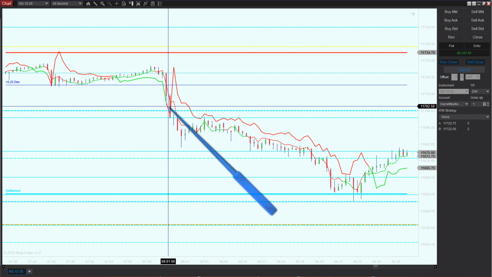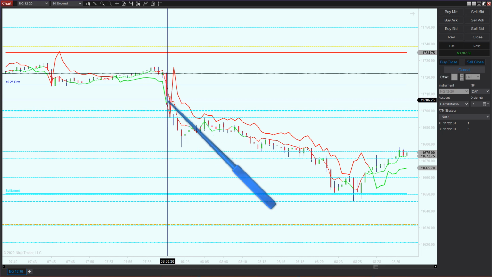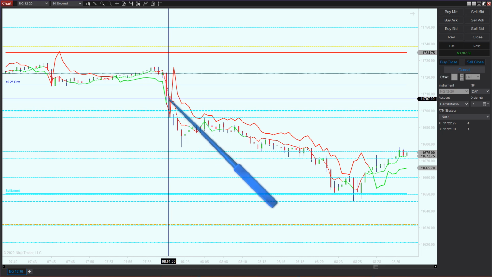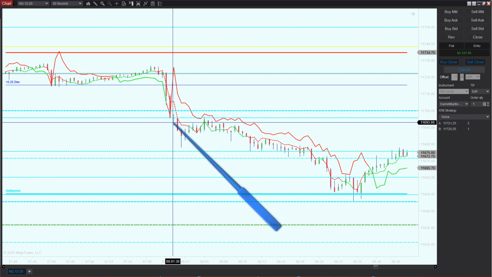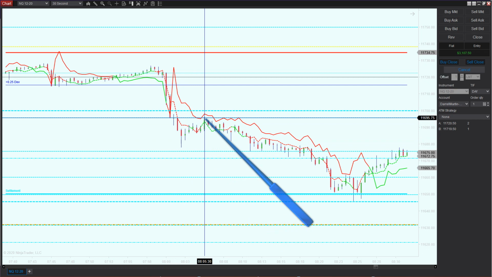An early entry being when the solid line is below the dotted line on a short, or the solid line is above the dotted line on a long. Okay? So say you don't take that, it pulls back. What do you have right here that you could do?